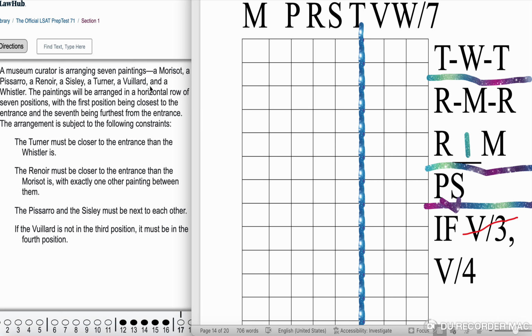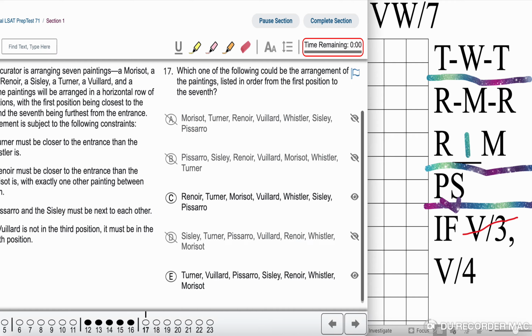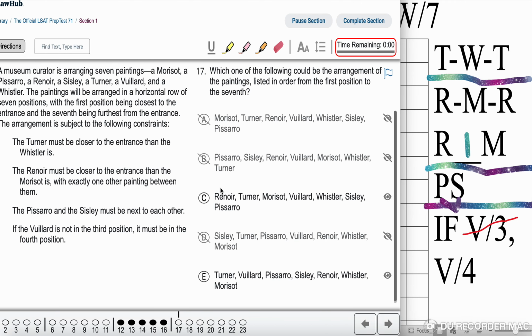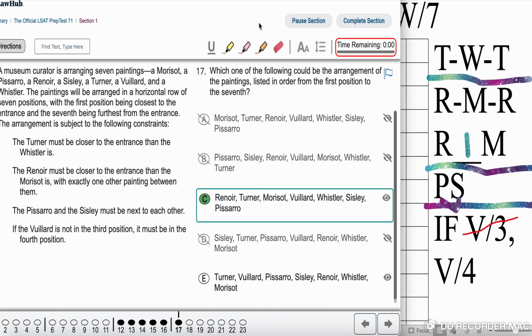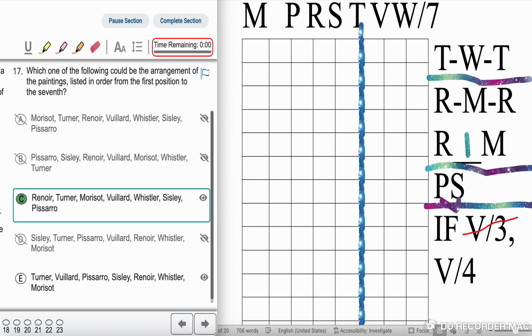Now we have a game board here. Let's make sure the 4th condition can get rid of one of these choices. If V is not 3rd: 1, 2, 3, 4. It's 4 here, so that's good. 1, 2. It could be 2. Then it must be in the 4th position. So if V's not 3rd, it must be in the 4th. Let's choose choice C, and the answer for this one is C.